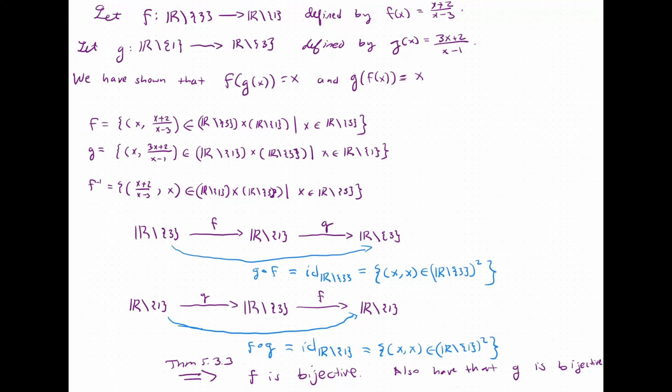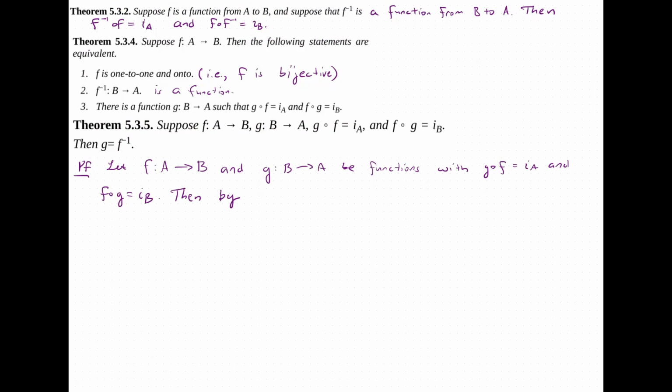And that's the context of our next theorem, which tells us that if we have a function f from A to B and a function g from B to A, with the property that the composition of g with f is the identity on A, and the composition of f with g is the identity on B, then in fact g is equal to f inverse. So let's prove this. We're assuming f and g are functions with the property g compose f is equal to the identity on A, f compose g is equal to the identity on B.